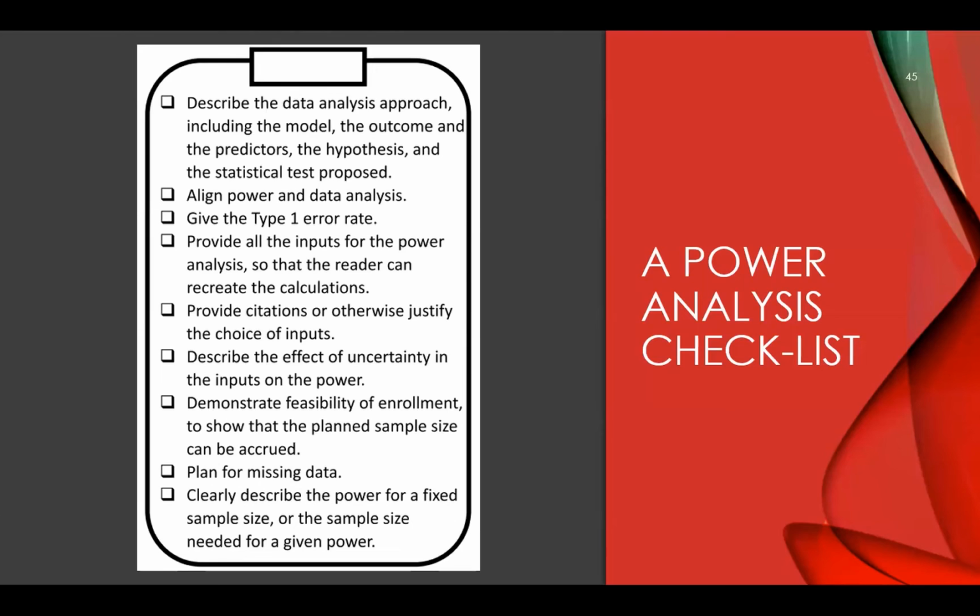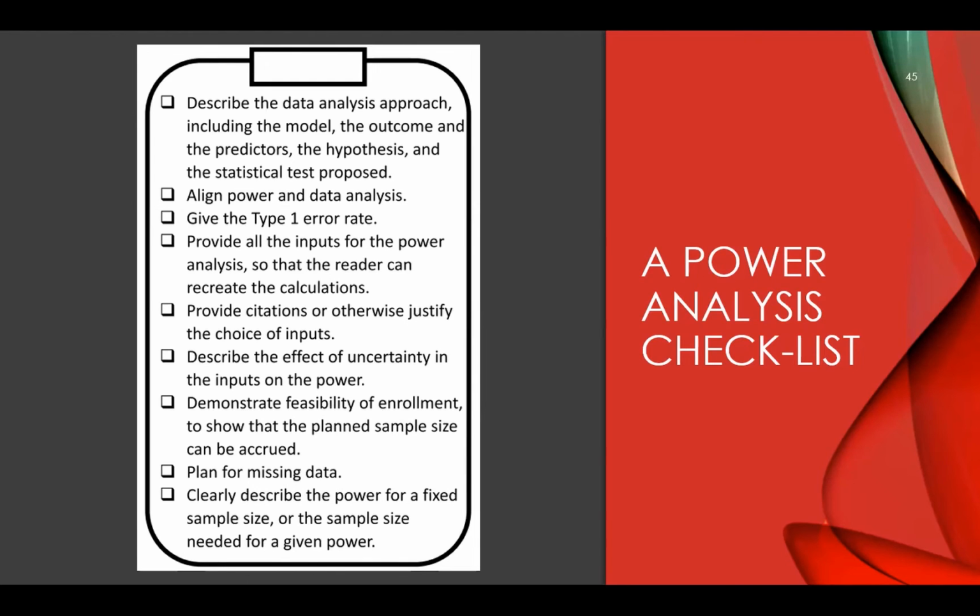But the most important parts of power analysis, the first step is actually describing your data analysis approach so you can get alignment between your data analysis and your power analysis. You need to figure out your type 1 error rates, which is generally 0.05, but sometimes if you have multiple testing, you might want to vary it and make it a little bit smaller, or sometimes with an interaction, make it a little bit bigger. You also need to provide all of the inputs for the power analysis so the reader can actually recreate your calculations and provide citations to justify all of those choices.